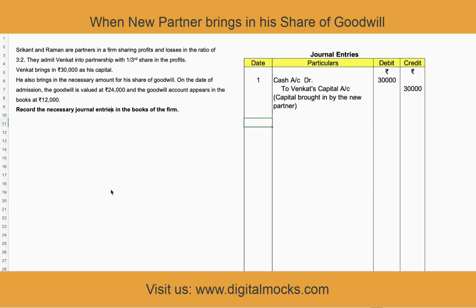Now let's see further what happened. He also brings in the necessary amount for his share of goodwill. On the date of admission, the goodwill is valued at rupees 24,000. So we will first solve the question till here. Now what is the valued goodwill? And his share in this valued goodwill we have to calculate. So 24,000 multiplied by his share in profits, that is 1/3, is 8,000. So he brought 8,000 rupees also for his share of goodwill.